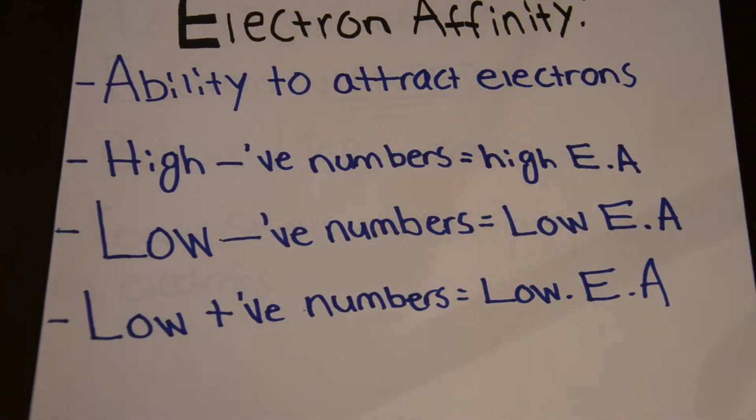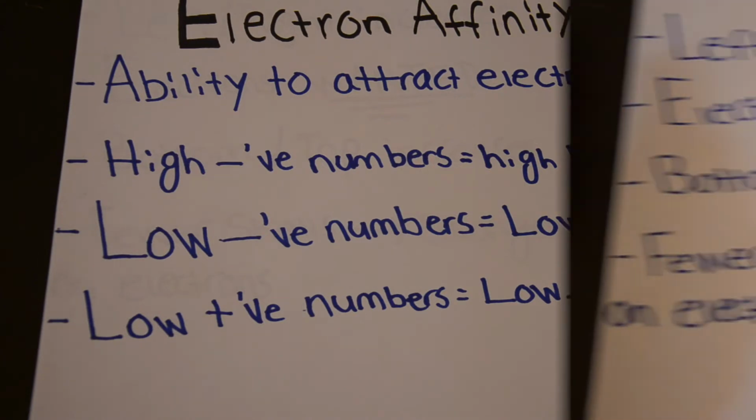For example, fluorine has a -1 on the periodic table, and what that means is that it just needs one more electron in order to have a full octet, also known as a valence shell. Because of that, it has a high electron affinity. The reason is, instead of giving away its electrons to have a full shell, it would rather gain one because it's easier. And when you have a low negative number, it's low electron affinity, as well as with low positive numbers.